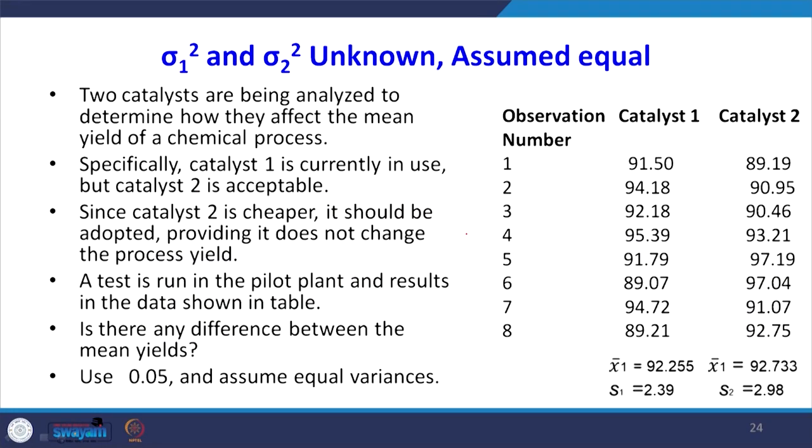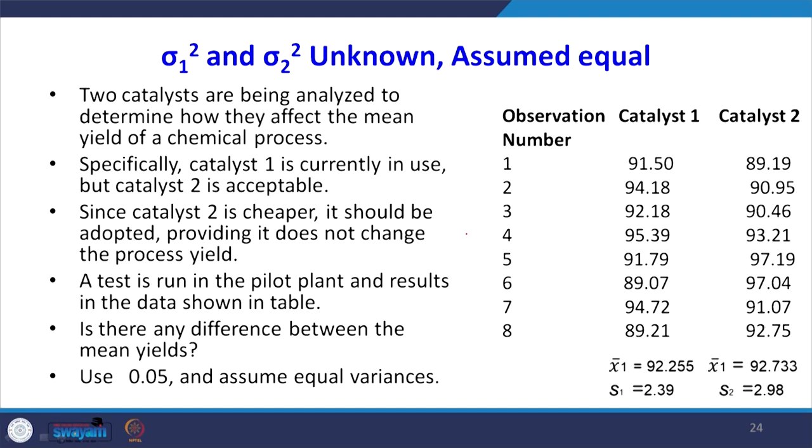We will take one problem where sigma 1 square and sigma 2 square are unknown but assumed equal. Two catalysts are being analyzed to determine how they affect the mean yield of a chemical process. Specifically, catalyst 1 is currently in use, but catalyst 2 is acceptable. Since catalyst 2 is cheaper, it should be adopted provided it does not change the process yield. A test run in the pilot plant gave the results shown in the table.